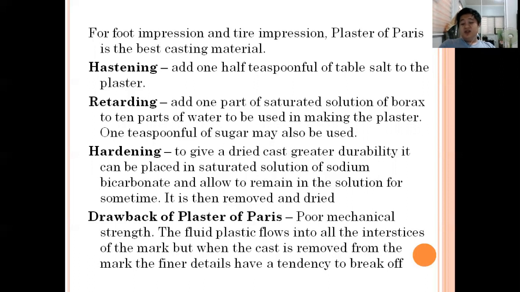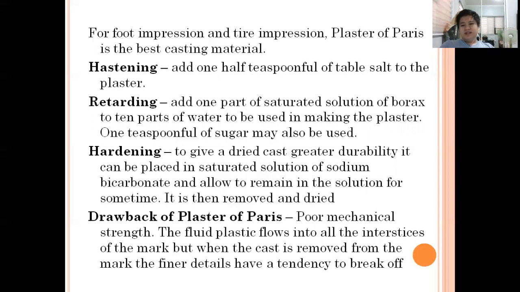Next, hardening, in order to secure the stiffness or the durability of the cast that you are going to create. There is a need for you to add a hardening chemical. So the common thing that you are going to use in order for it to have its durability is the sodium bicarbonate, or what we are calling talcum powder.